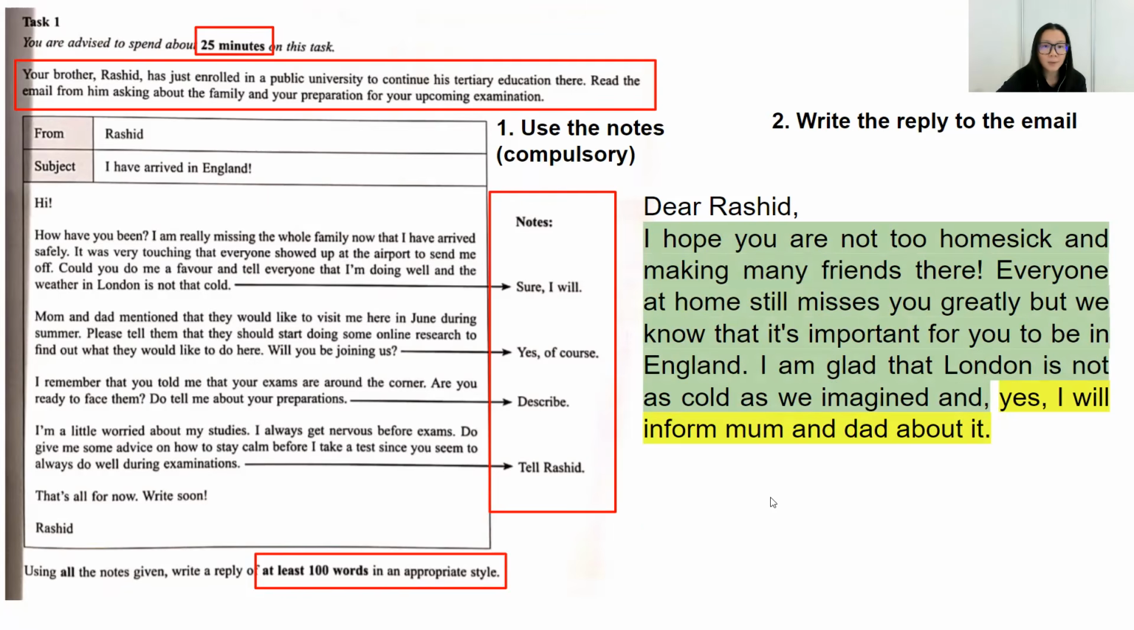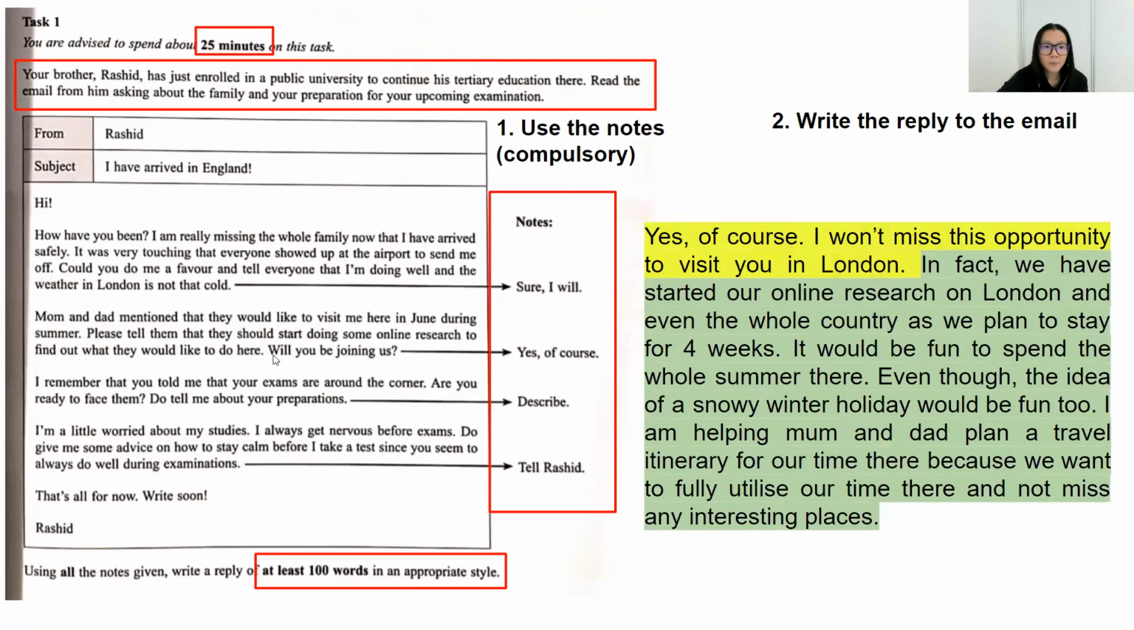The second paragraph requires you to answer your brother that, yes, of course, you are joining them, and also to talk about your parents' visit there in June for summer and the online research. So I answer: "Yes, of course, I won't miss this opportunity to visit you in London." I'm answering the question. Expansion.